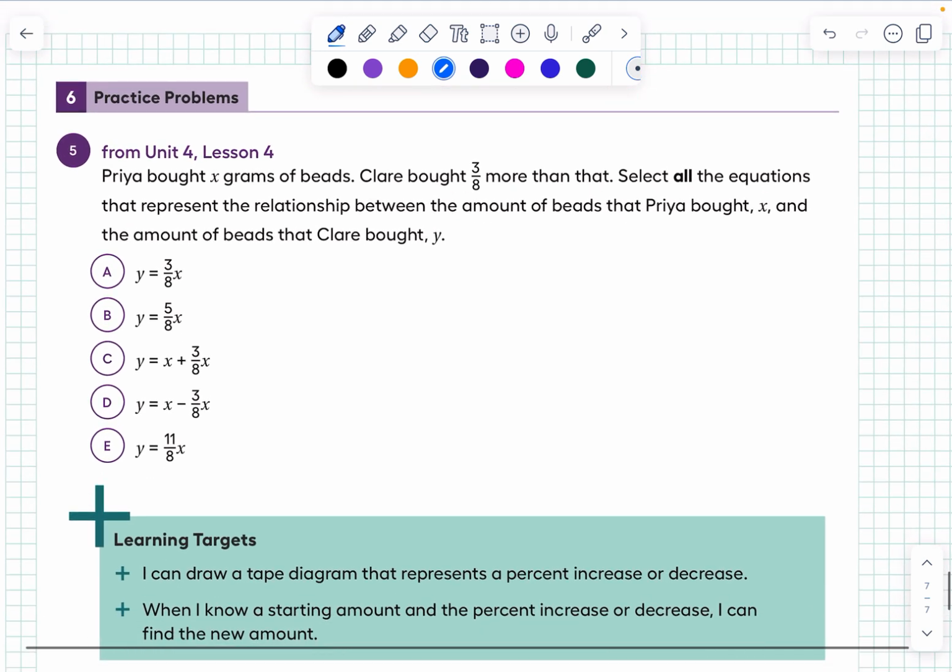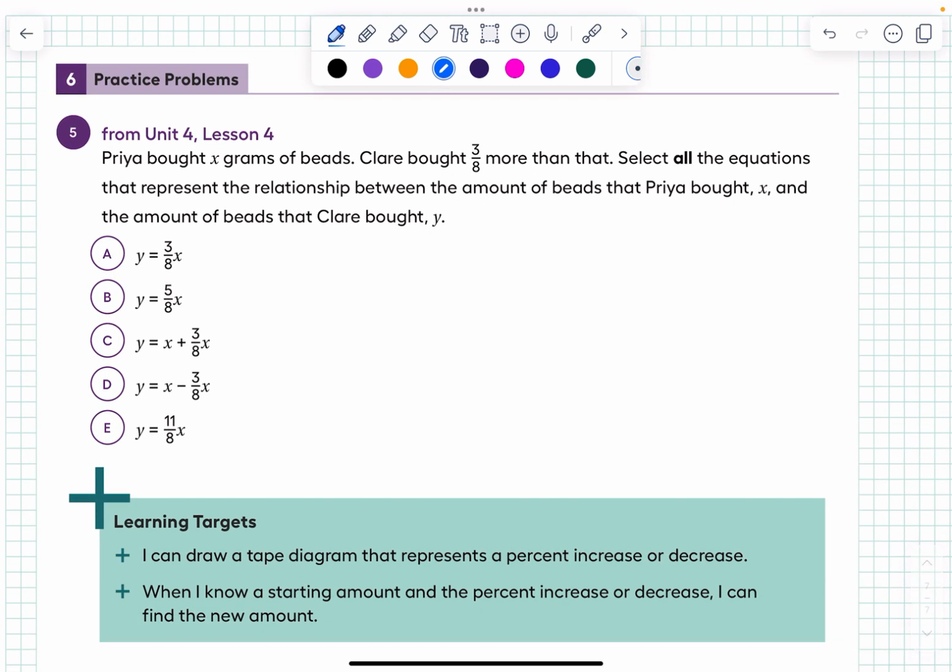Okay, last problem for the day. Priya bought X grams of beads. Claire bought 3/8 more than that. Select all the equations that represent the relationship between the amount of beads that Priya bought, X, and the amount of beads that Claire bought, Y. All right, there's a lot going on here. So Priya, they said, is X. So Priya is the OG. And Claire bought more than that. So more than means to add.